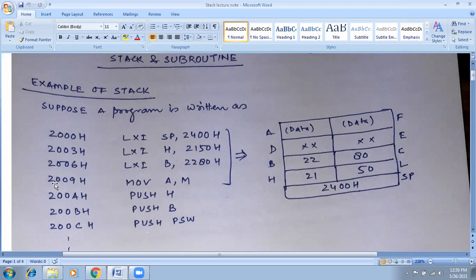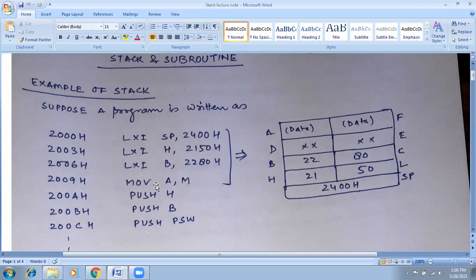Now, at 2009, why 2009? Because 6, 7, 8, 3 memory locations will be used for writing this instruction. So at 2009 is written MOV A, M. What will this instruction do? It will copy the content of memory into the accumulator. Which memory? Whose address is defined in the HL pair. What is the address defined in the HL pair? 2150. So whatever is the content of 2150 will be copied into the accumulator. So after this, the A register will contain the 8-bit number which is stored in memory location 2150.